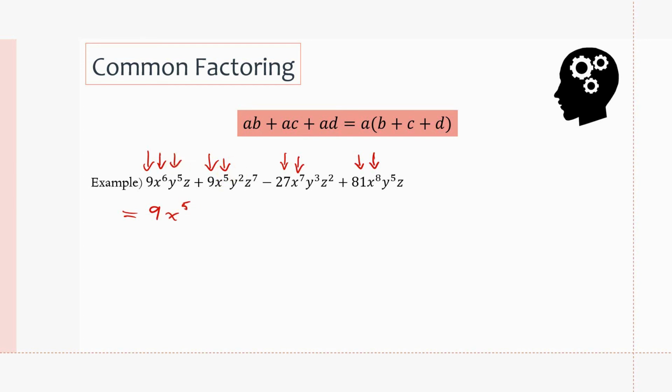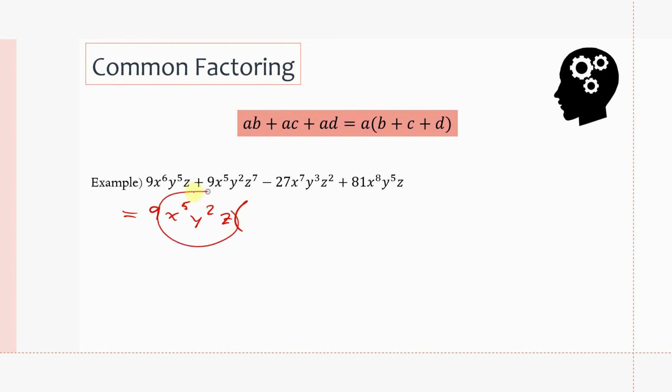From the y's, we can factor out, looks like a y squared. This is the lowest exponent on a y. And from the z's, I can see that z to the 1 is the smallest exponent that we have on a z, so we can factor out a z. And what are we left with inside the brackets? Let me erase all these.